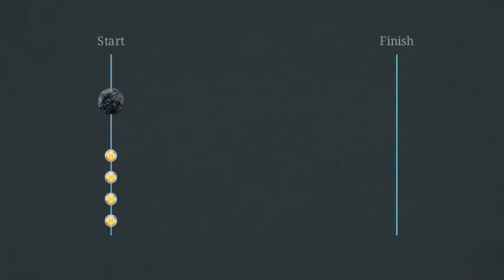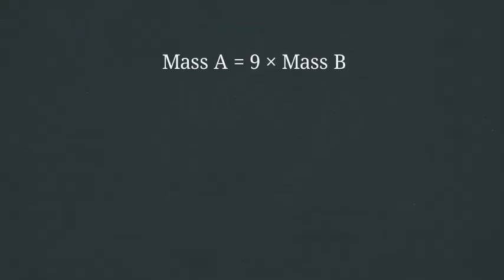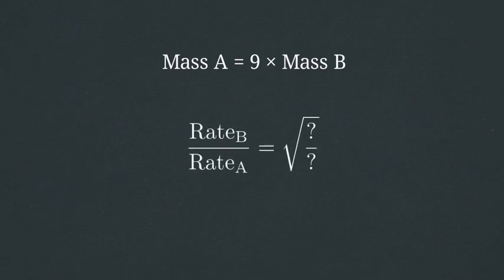Let's try a theoretical problem. Suppose an unknown gas A is exactly 9 times heavier than an unknown gas B. Using Graham's law, can you determine exactly how much faster the lighter gas B will effuse? Pause the video now and try to solve the math before we reveal the answer.